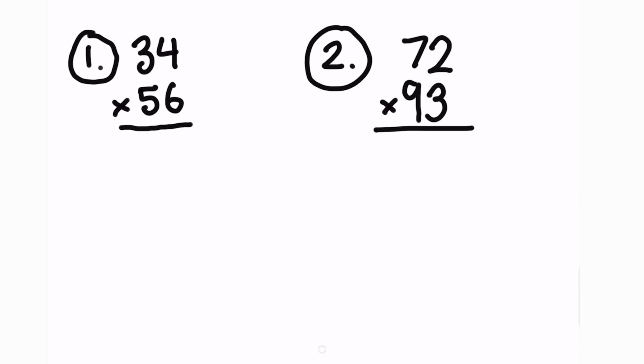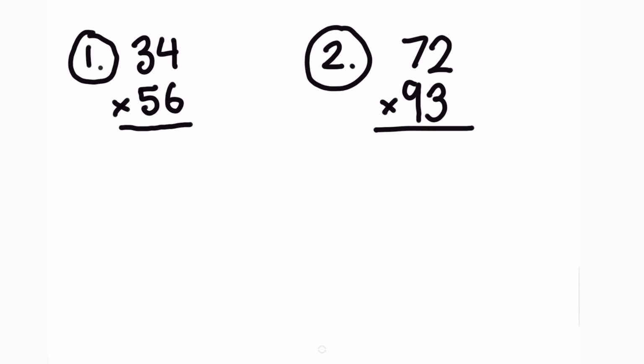Hello everybody. Today we're doing two-digit multiplication. Now I've got two problems for us today. Our first problem is 34 times 56, and our second problem is 72 times 93.